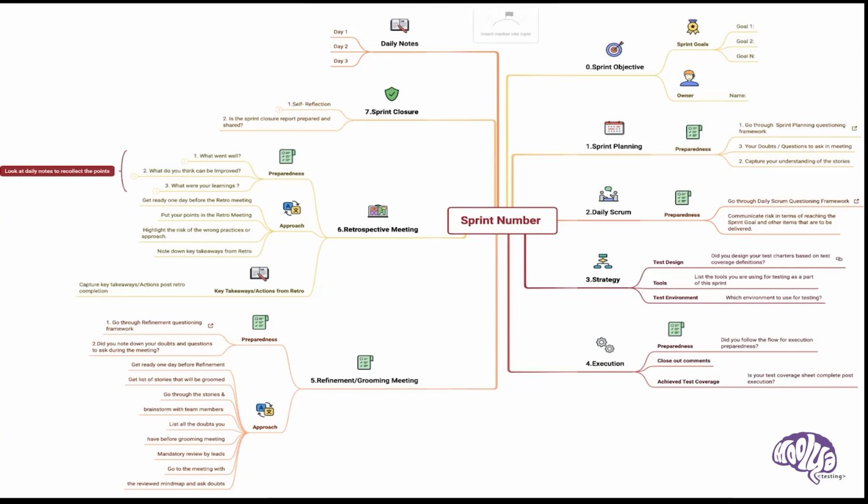Once refinement is done, at the end of the sprint, we have the retrospective meeting. We don't prepare for the retrospective meeting on the day of the retrospective meeting. Instead, we take daily notes. If there are 10 days in a sprint, we will take notes each and every day. We do a retrospective each day on how my day went, what could have been done better, is there something that I can improve on, and things like that. The basic questions that are asked in the retrospective, we do daily.